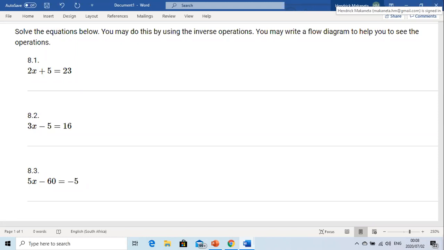Let's see. Okay. Right, Nosipho, I fully agree with you. Let's go now. I see Amahle. All right, Amahle has got a negative number there. I see you have a negative 9.